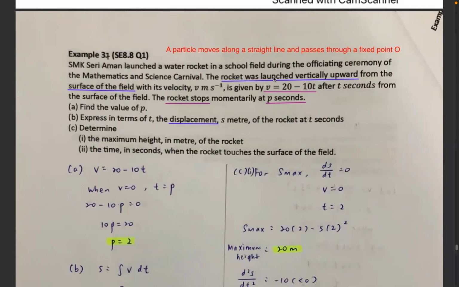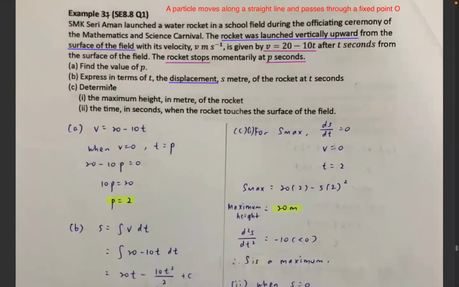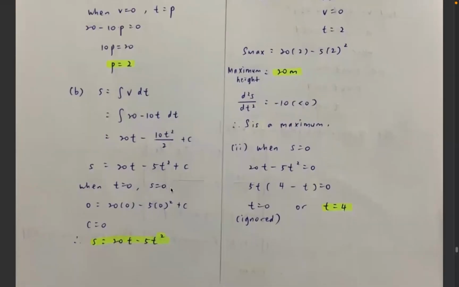So when the rocket was launched, that means t equals 0. Launched vertically upward from the surface of the field. So that means now the surface of the field is s equals 0. That means when t equals 0, s equals 0. So that's why I substitute the value here. For t we substitute 0, for s we substitute 0. So in the end, we have c equals 0. So we have the displacement function, s equals 20t minus 5t squared.